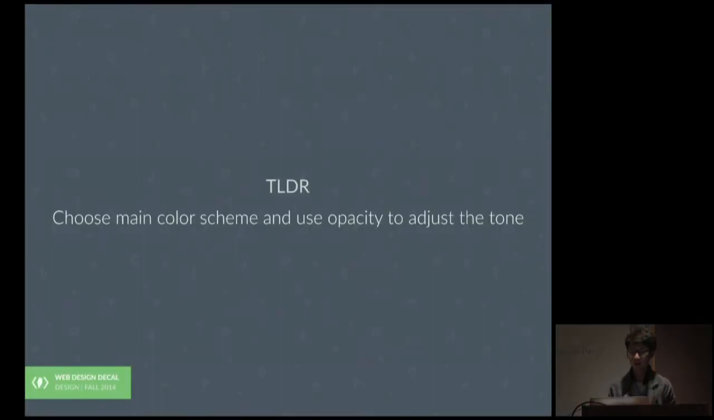So TLDR, what you should do is you should choose the main color scheme. And based on that color scheme, you can use the opacity to adjust the tone and decrease the brightness and so on and so forth.